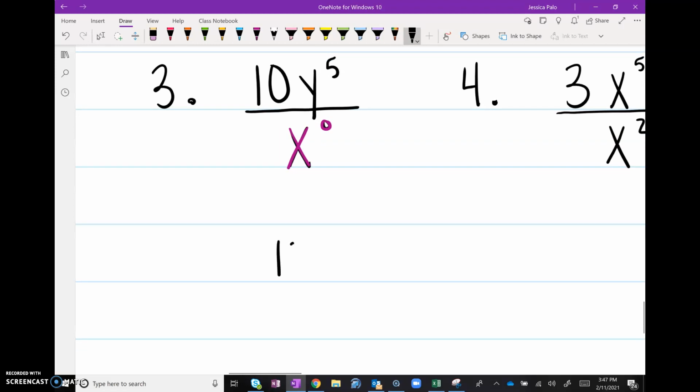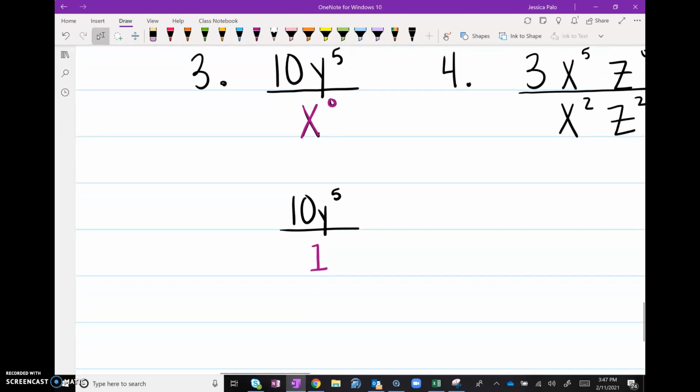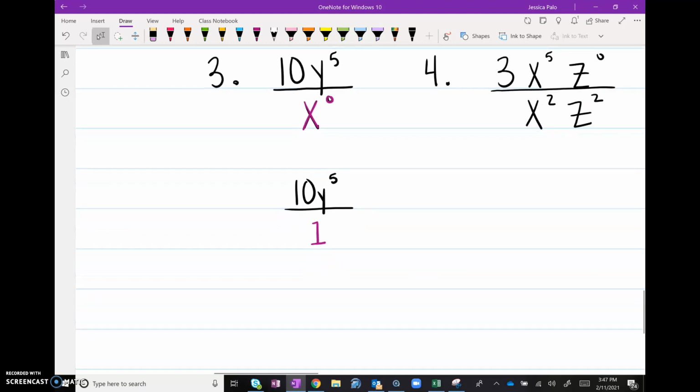So we have 10y to the 5th power over 1, which we know when you put a number over 1, that number is a whole number, so your final answer is 10y to the 5th power. 10y to the 5th over x to the 0 equals 10y to the 5th power.